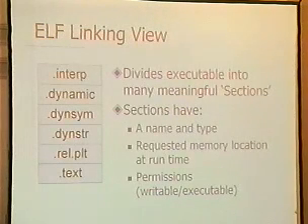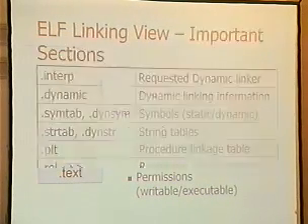Now, taking a more in-depth look at the linking view, the linking view divides the executable into meaningful sections. Each section has a name and a type, and it can have a requested memory location if that section is meant to be loaded into memory when the program is run, and it has permissions. They can indicate whether the section should be writable or executable in memory. So some common examples there down the left: interp, dynamic, dynsym, etc.